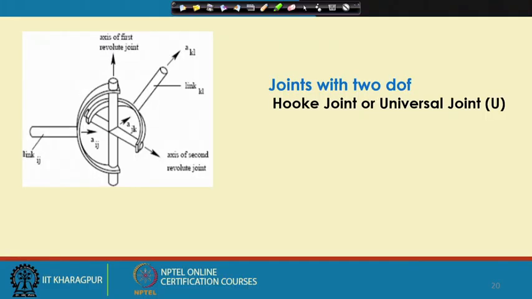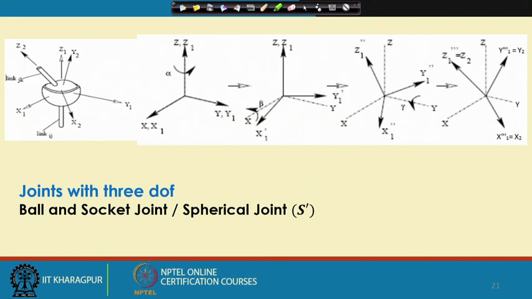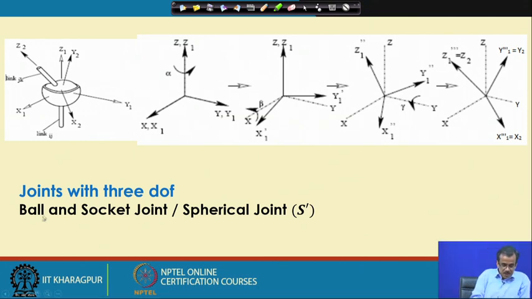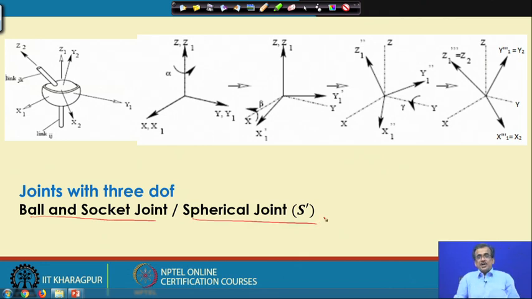Now comes the concept of the ball and socket joint, or the spherical joint. This ball and socket joint has 3 degrees of freedom, and all 3 are rotations. Here, the input link and output link are connected through a cup and cone type of arrangement. The input link, that is link i j, has the coordinates x1, y1 and z1, and the input link is connected here.